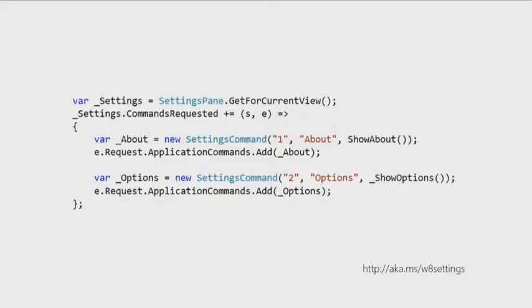All right, so let's look at how we subscribe to that commands requested. Again, the event is saying it's requesting the commands. It's requesting what it should show in that view. And so here I'm adding two of them, right? I'm adding an about, and this is the most basic of all of them. So I say about, and I'm keeping it in a variable, new settings command, and I give it a key. In this case, it's 1.